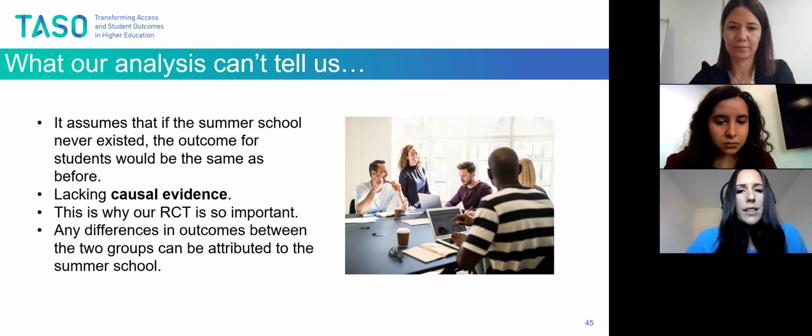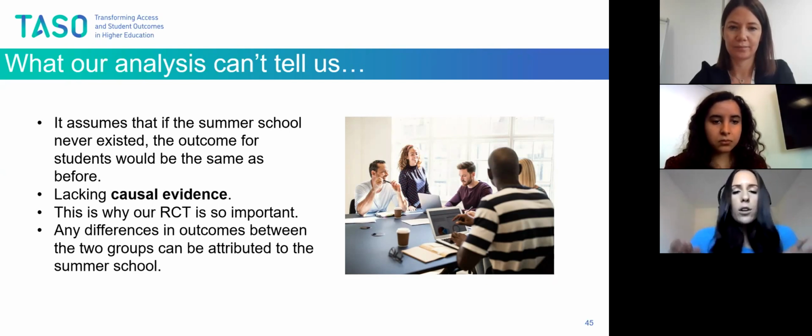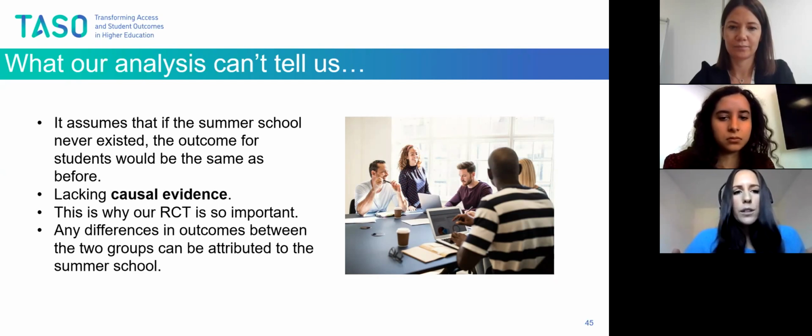With our RCT, we are controlling external variables, or basically our treatment and control groups are being exposed to similar external variables. And because they're balanced groups, the only true difference between them is that one is attending a summer school and one group isn't. So it does mean that we can be more confident that it's the summer school that will have caused the change in outcomes rather than anything else.